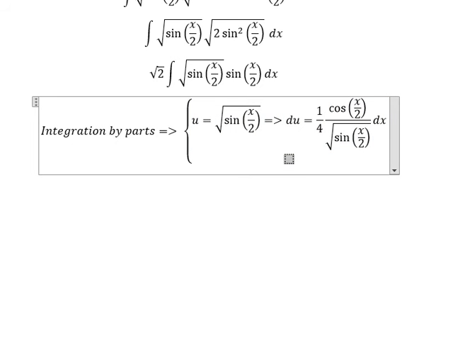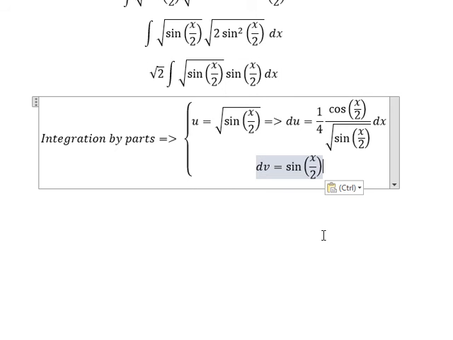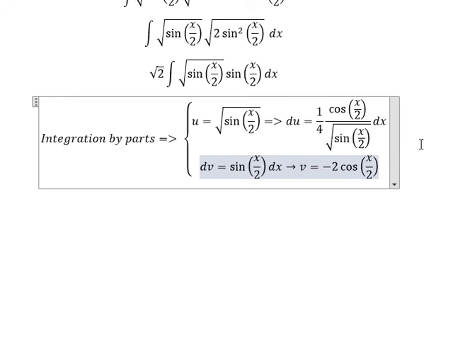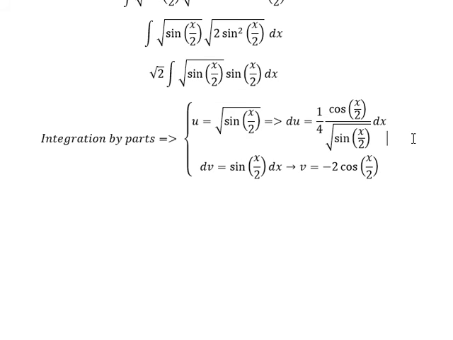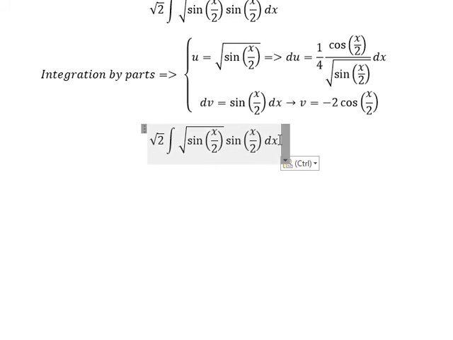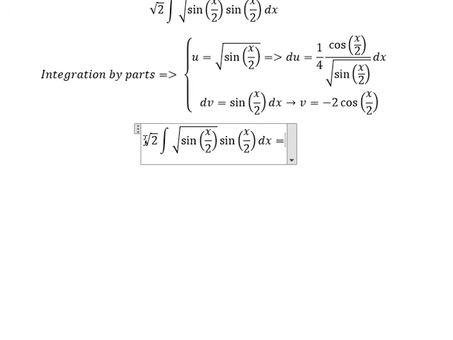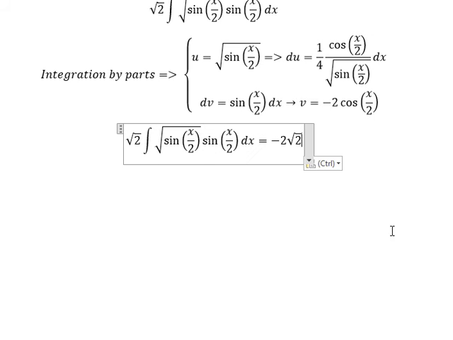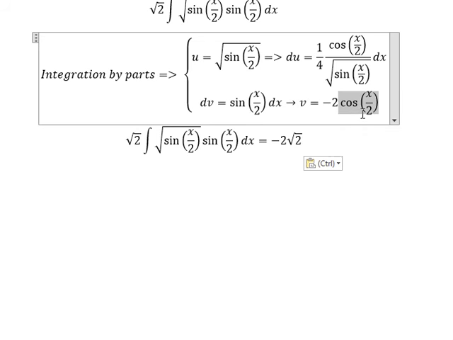Next, dv, we got about sine s over 2. So we do the integral of this one. You will get v equal to negative 2 cosine s over 2. And now we put in here. So we have the square root of 2. We multiply with number 2 and this square root, and we got negative 2 square root of 2. And we have cosine s over 2.